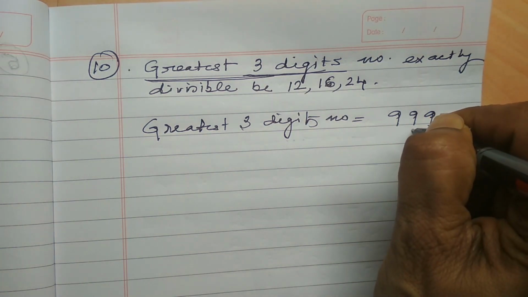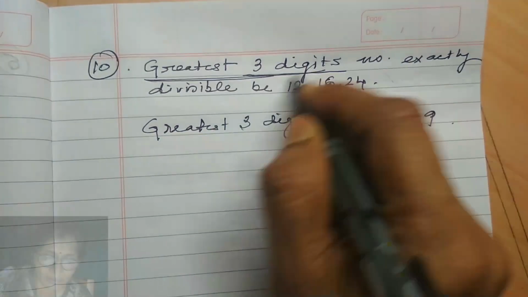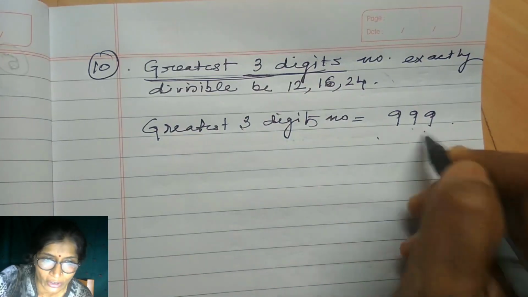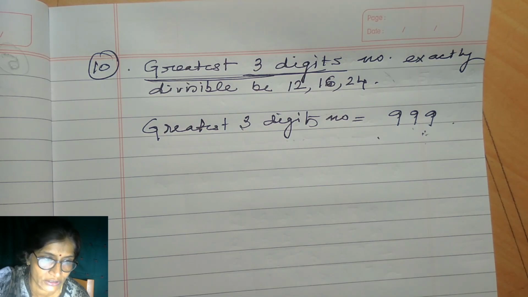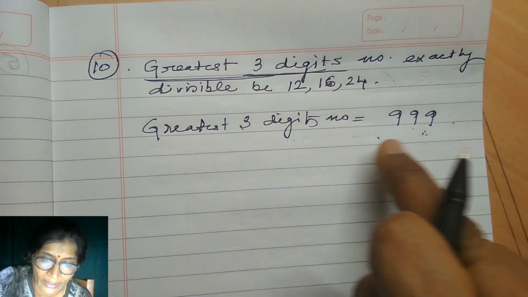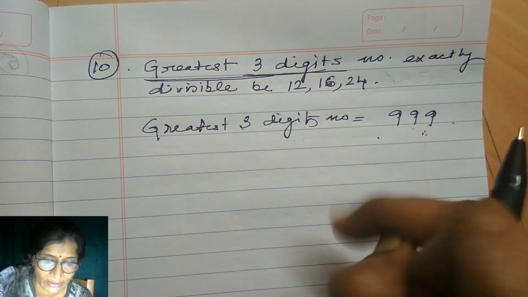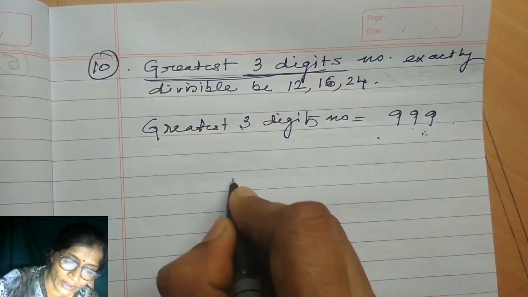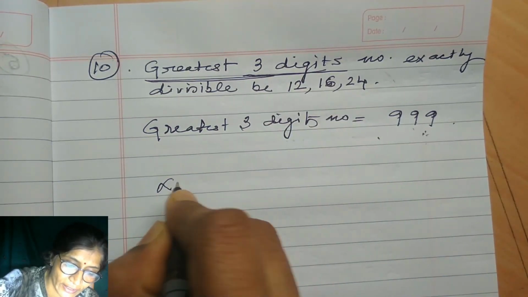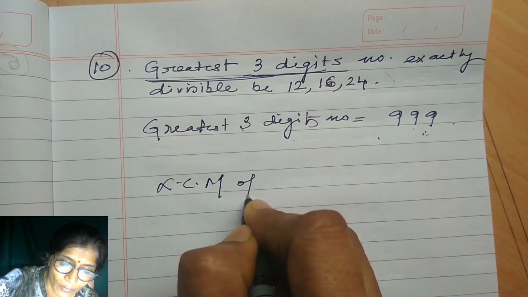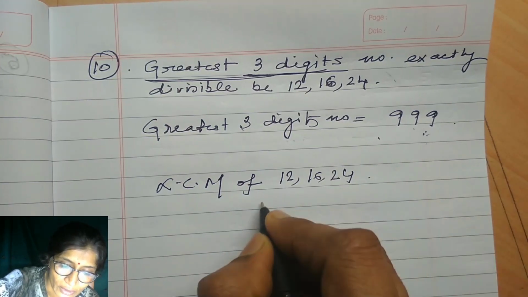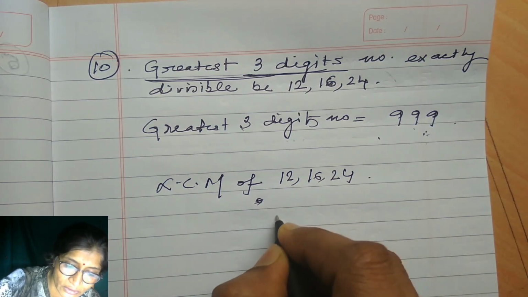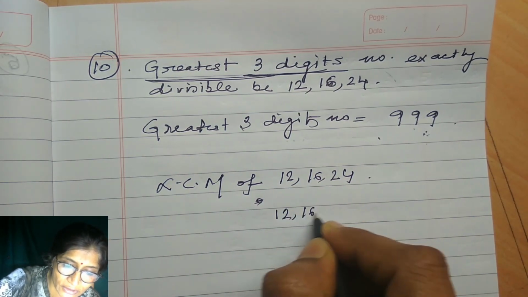It means the required number which is divisible by these will be less than this, because if I increase this, then it will become a 4 digit number. So I can't add anything to this to get my answer. So here you have to find the LCM of 12, 16, 24, equal to how much? Let's see, 12, 16, 24.